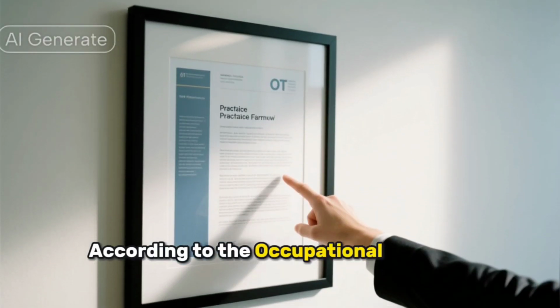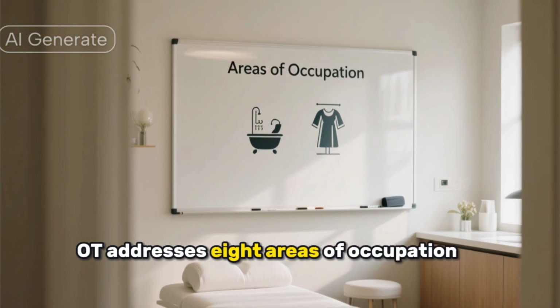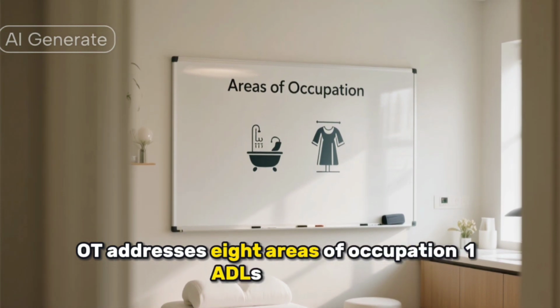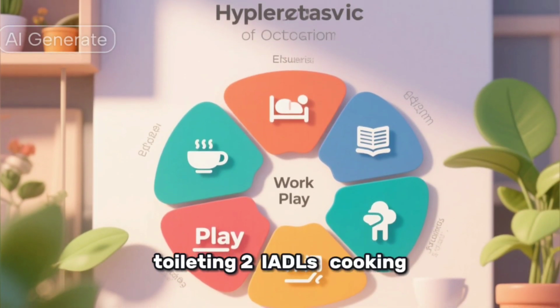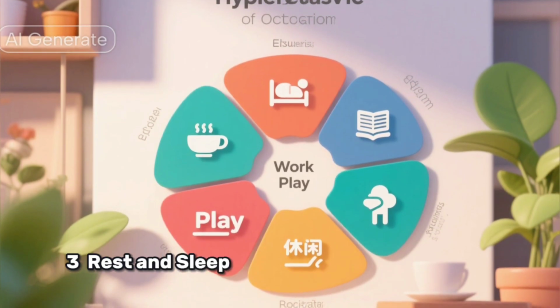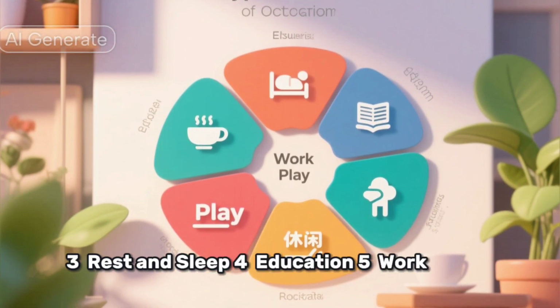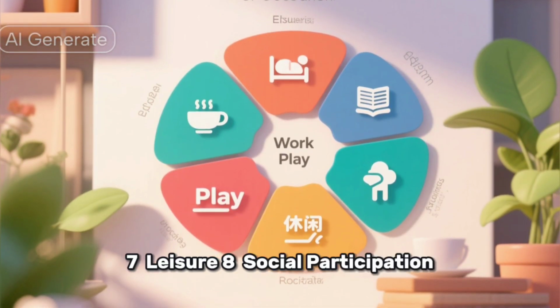According to the Occupational Therapy Practice Framework, OT addresses 8 areas of occupation. 1. ADLs, bathing, dressing, toileting. 2. IADLs, cooking, cleaning, medication management. 3. Rest and sleep. 4. Education, 5. Work, 6. Play, 7. Leisure, 8. Social participation.